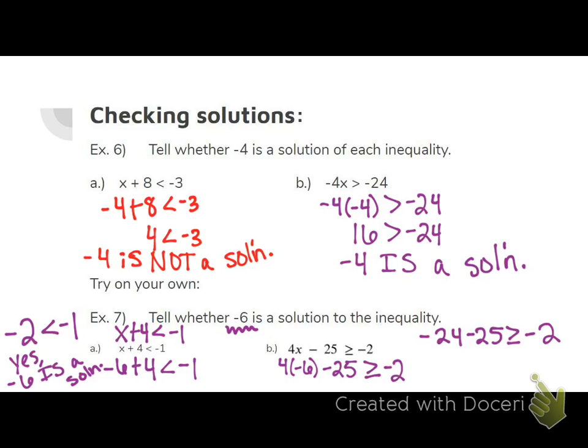Remember on these, right now we're just simplifying. We're not trying to move anything around from one side of the problem to the other. So now what else can simplify? Good. The negative 24 minus 25. What does that give me? Negative 49. Okay. Is negative 49 greater than or equal to negative 2? No. So we would say negative 6 is not a solution. So for this one, negative 6 is not a solution.